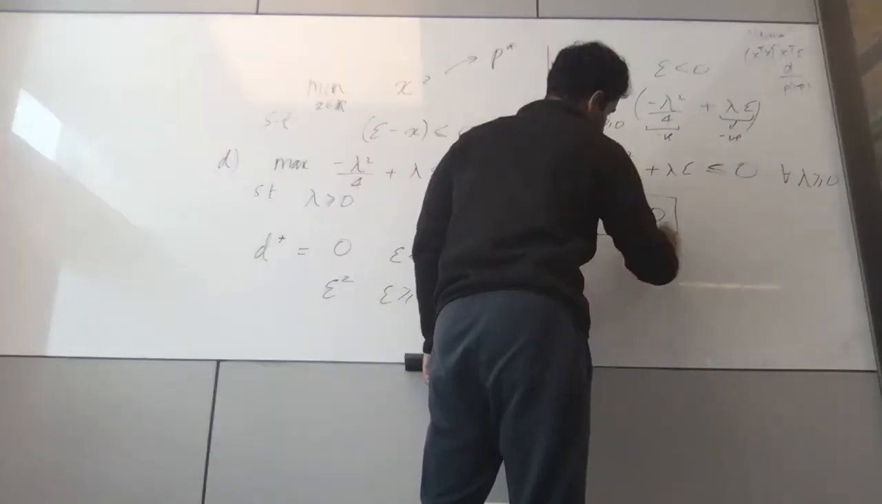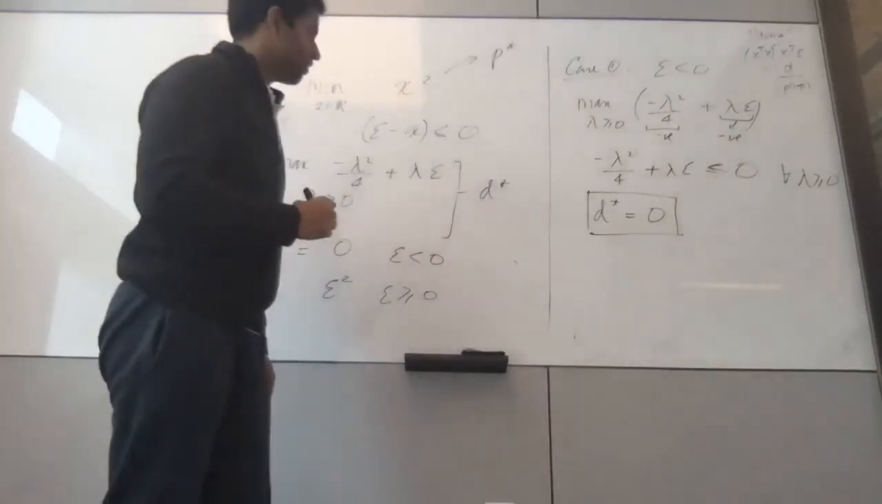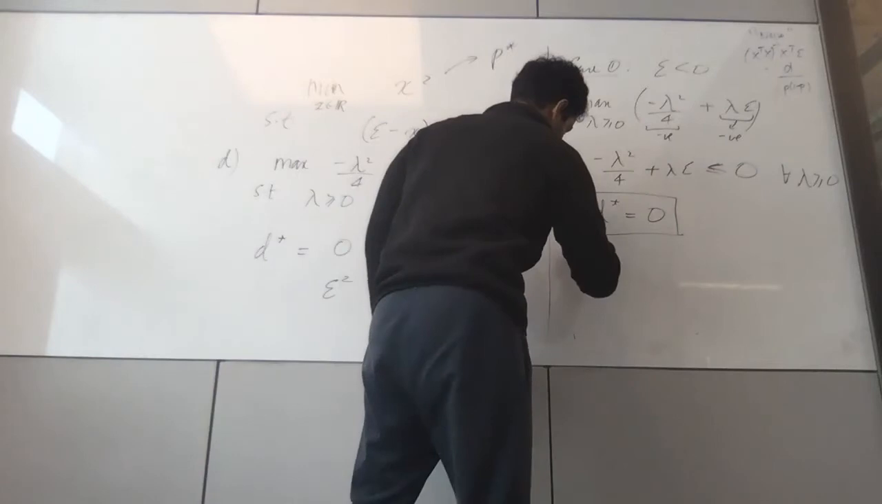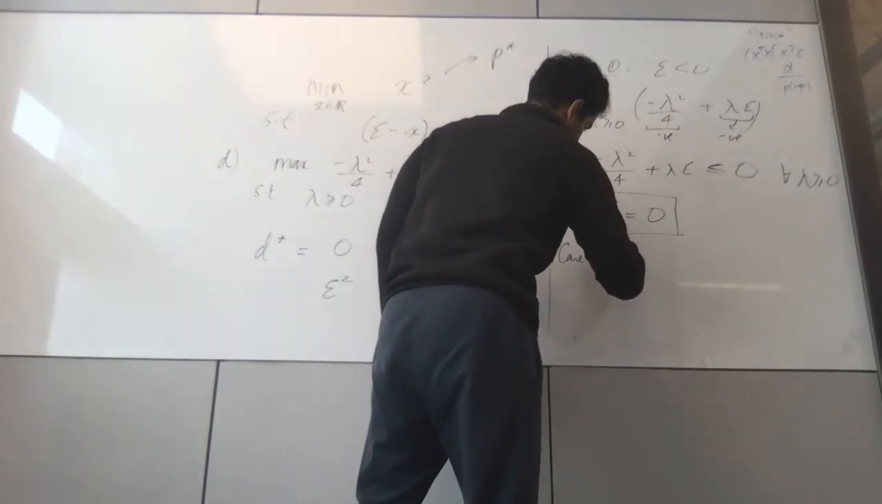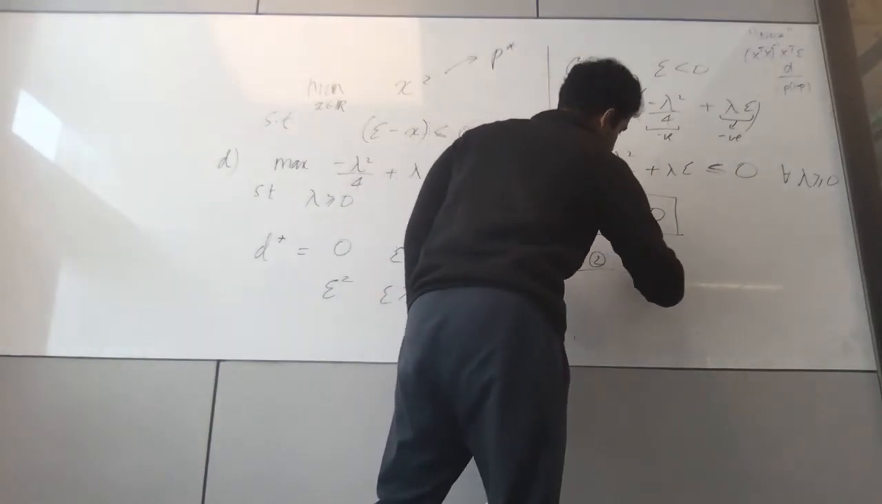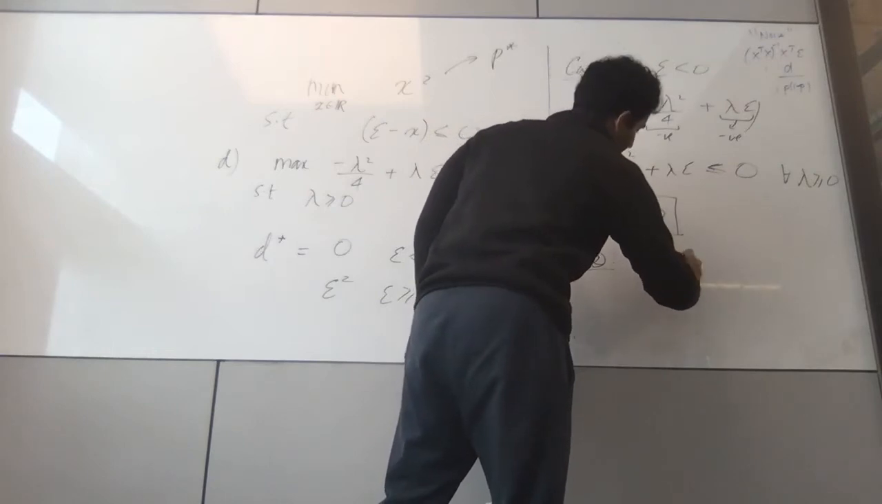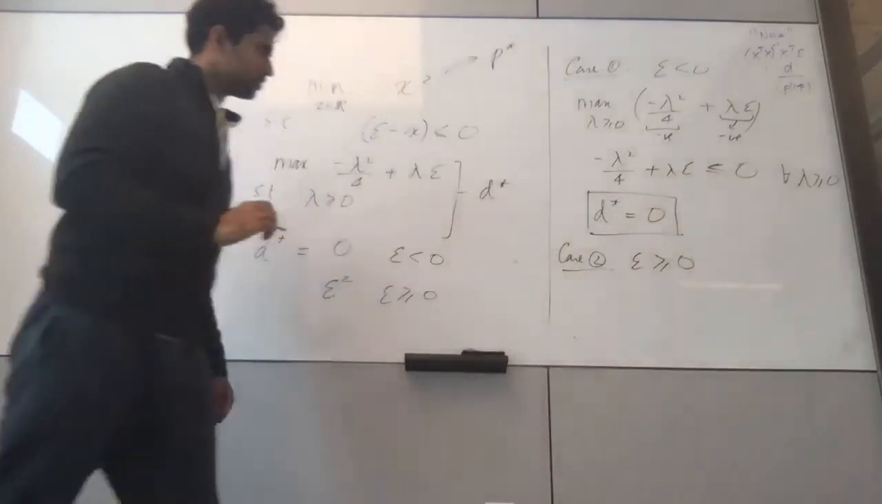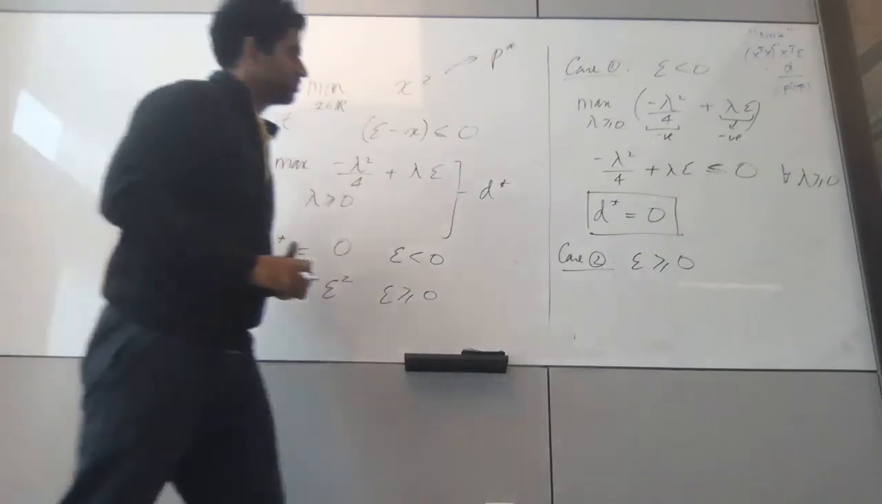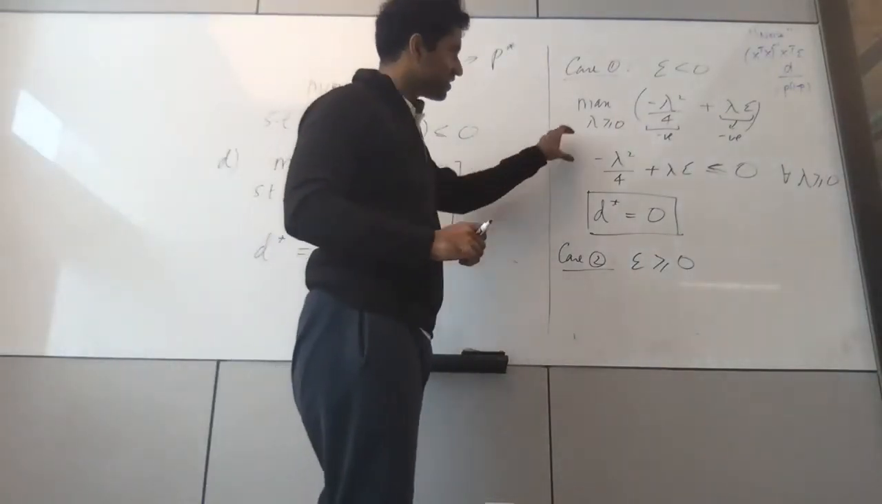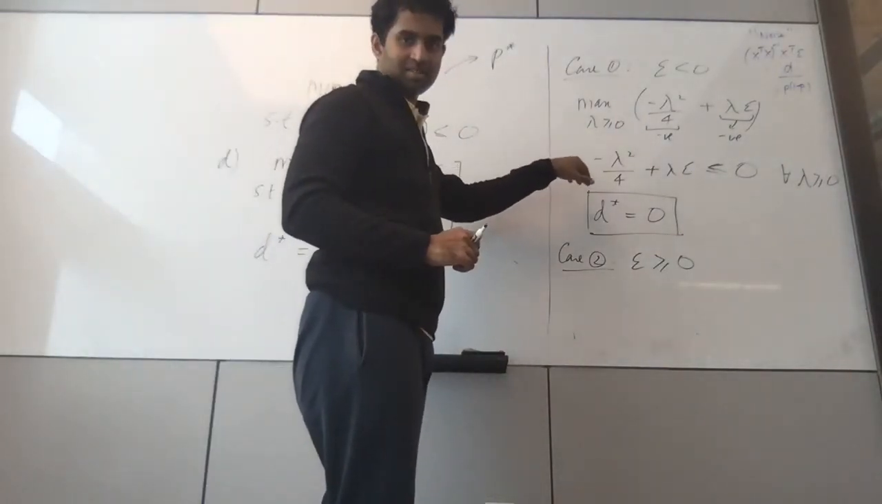Does this make sense? Yeah. So that's case 1. What about case 2? So epsilon is greater than or equal to 0. So let me just poll again. Did this make sense? Yeah, this step makes sense.